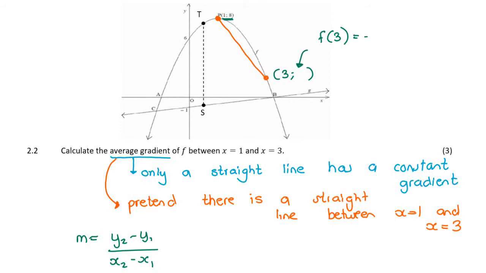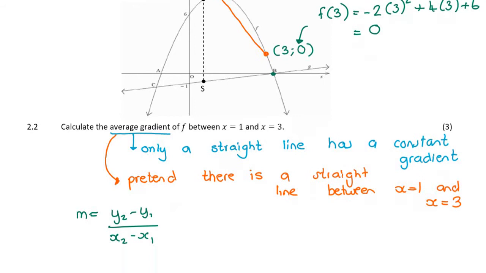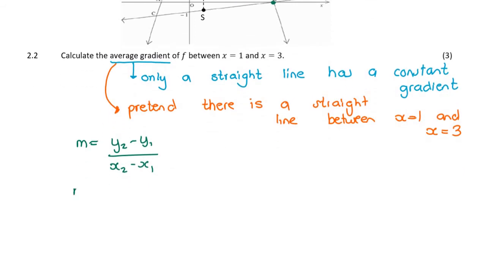So f of 3 is negative 2 times 3 squared plus 4 times 3 plus 6. Now, I will just use my calculator, but I'm pretty sure if I do a quick calculation that lands up being 0. Now, that means that I guesstimated where 3 was incorrectly because (3, 0) would be on the x-axis. So actually what they were saying is finding the average gradient between P and B. Now, it doesn't matter that I didn't know that. My calculation is still the same.